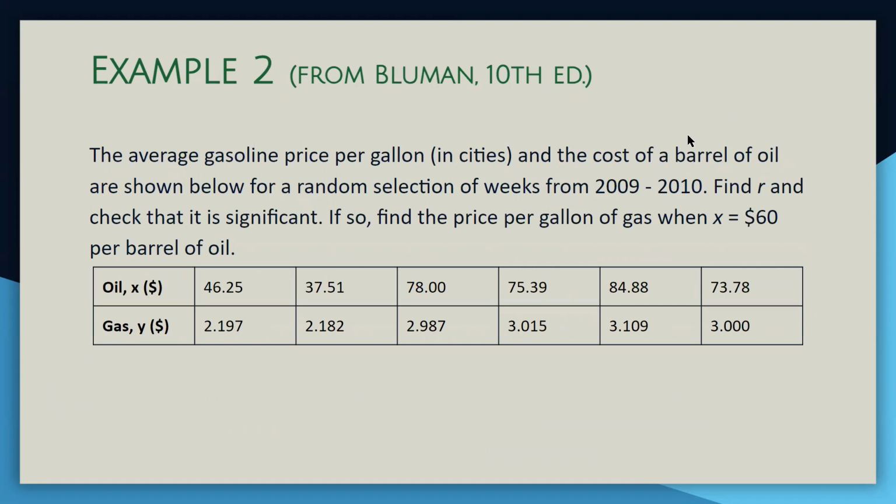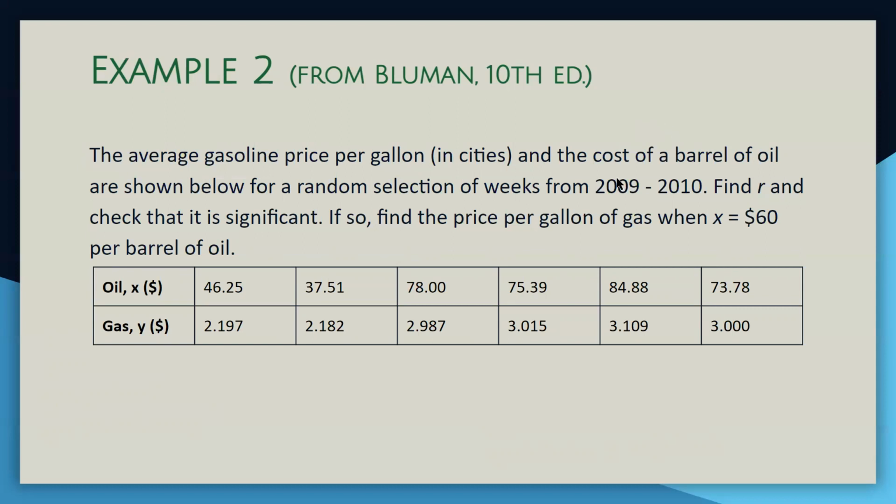So for example 2, the average gasoline price per gallon in cities and the cost of a barrel of oil are shown below for a random selection of weeks from 2009 to 2010. Find R and check that it is significant. If so, find the price per gallon of gas when X equals $60 per barrel of oil. So we see oil as X, gas is Y. So for a $46.25 barrel of oil, it costs $2.20 per gallon for the gas.